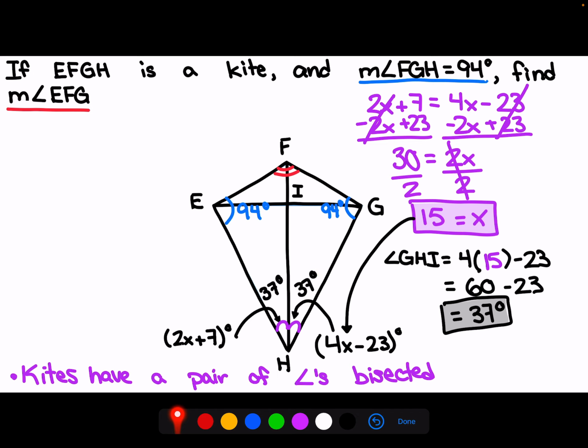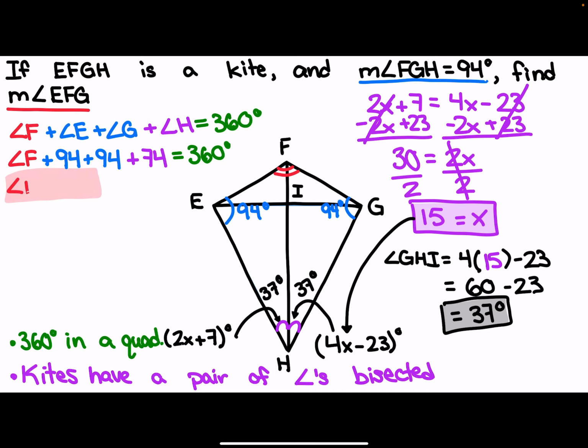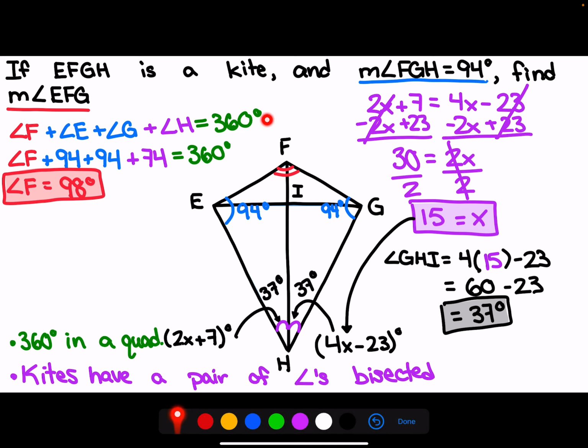So if I add up angle F, E, G, and H, it will equal 360 degrees. So I can do angle F plus angle E plus angle G plus angle H equals 360. The only angle that I don't know is angle F. Angle E and G are both 94. Angle H is 37 plus 37, or 74. So solving for angle F, we get angle F equals 98 degrees.